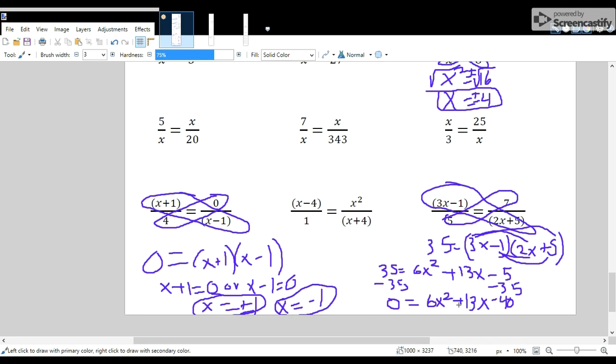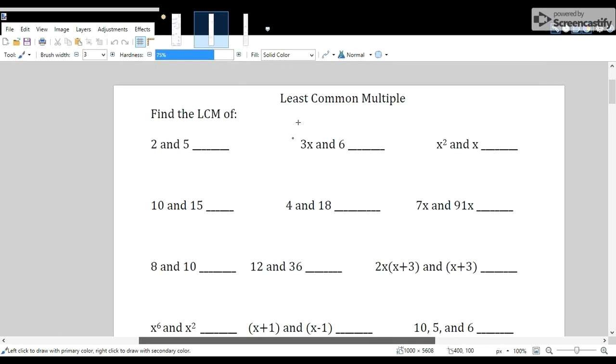And then when you put this into the calculator, you should get about negative 3.88 and 1.72. If you want to get an exact answer, you would put these into the quadratic formula. Okay, let's go to the next page.